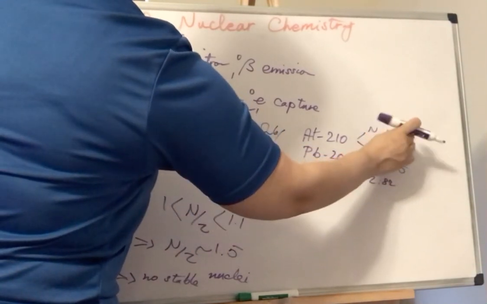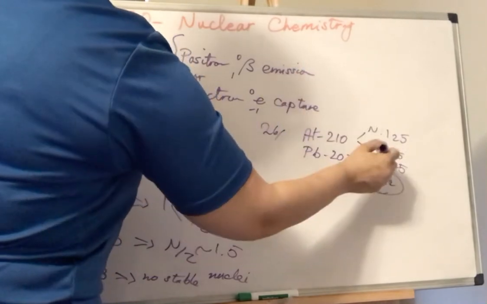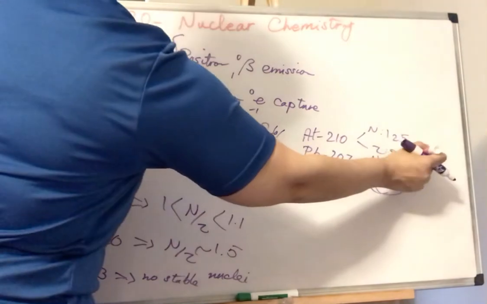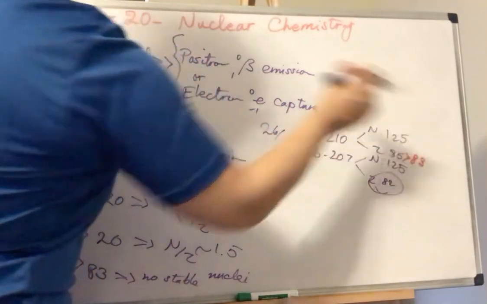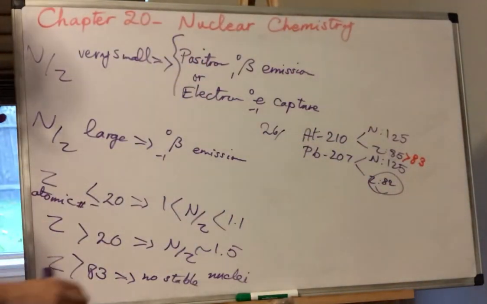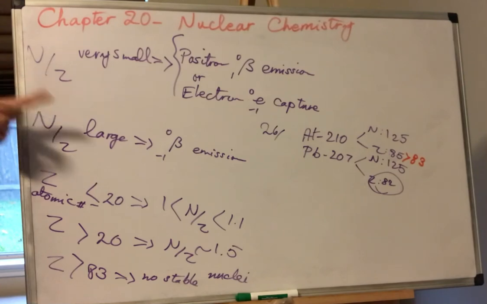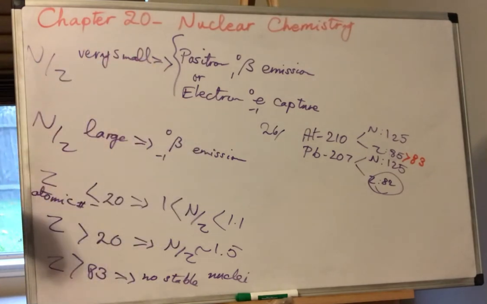So which one has a magic number? This one, plus astatine has 85 protons, which is more than 83. Didn't we just say when the number of protons is more than 83, the nucleus is not stable? So lead 207 is more stable.